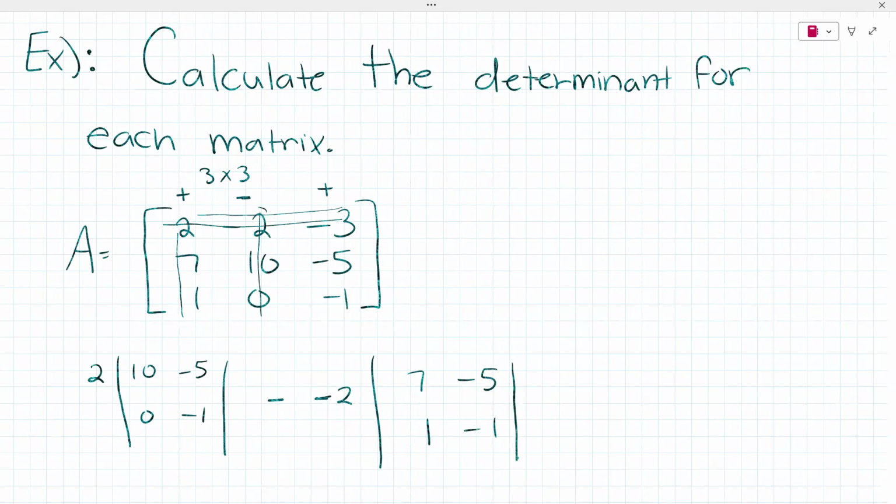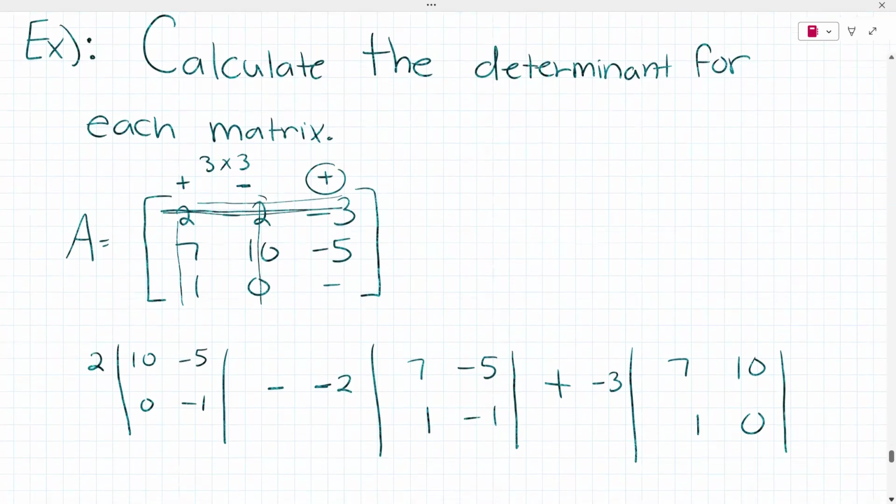Now do the last term. This is going to be a positive, but we also have a -3, so it's going to be a -3. And then ignore the row and the column that has the same 3. So you're left with 7, 10, 1, 0. Okay, now what do we do next?